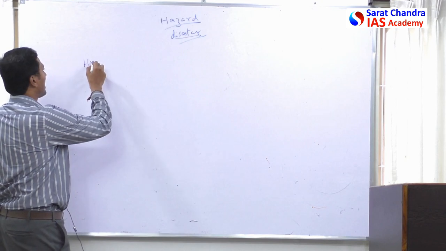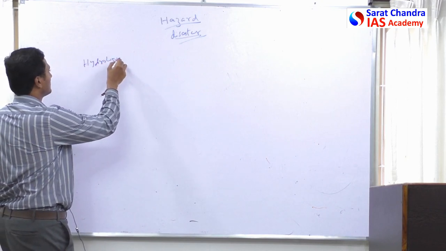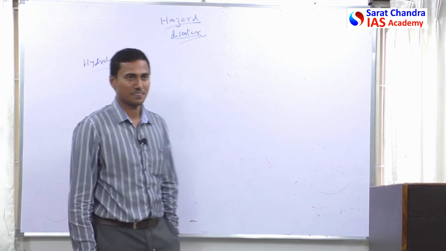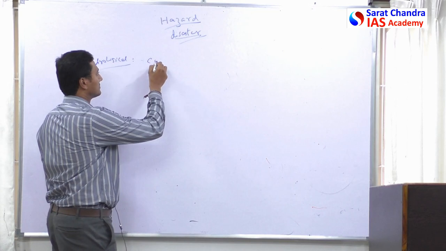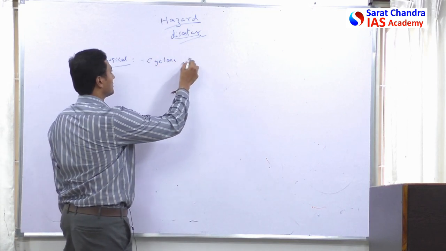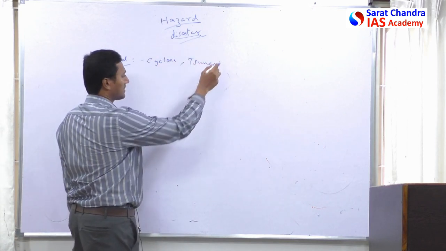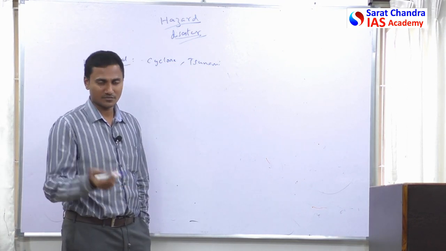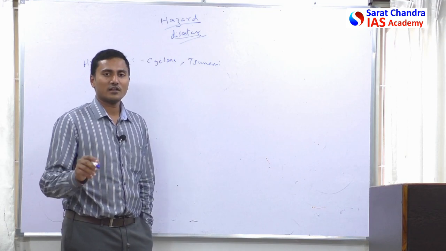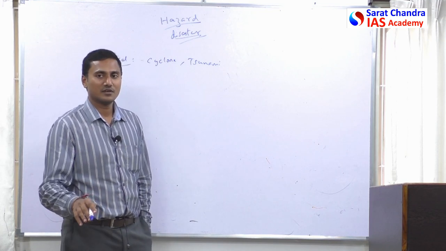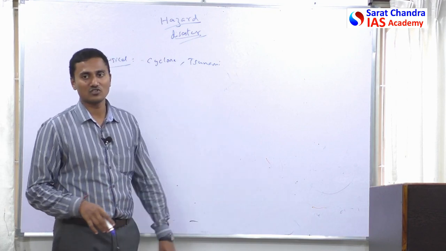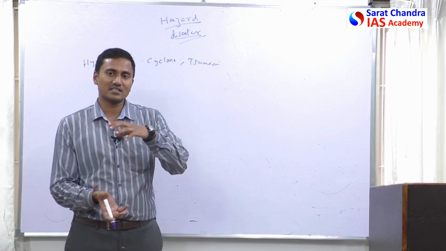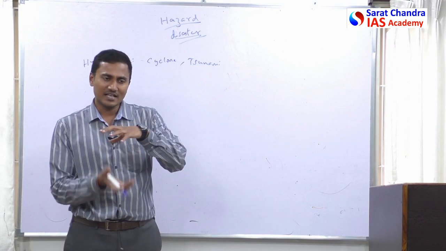For example, hydrological hazards or disasters. Hydrological means water related. Tell me water related hazards. Very good. Volcano, some water will come, but it's not water based. See, if a volcano occurs in the sea, even then we do not call it hydrological, because a volcano is based on the land. Volcano means from inside the earth magma will come out. It has nothing to do with water.